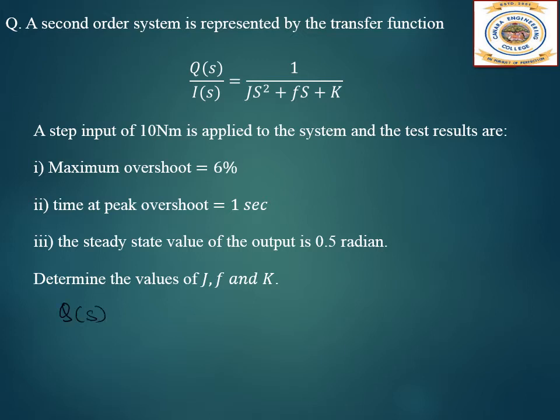So Q(s)/I(s) equals 1 divided by Js² + Fs + K. Now we don't want the coefficient with s², so let us take J outside. If I take J outside, it will go to the numerator. So it will be s² + (F/J)s + K/J.